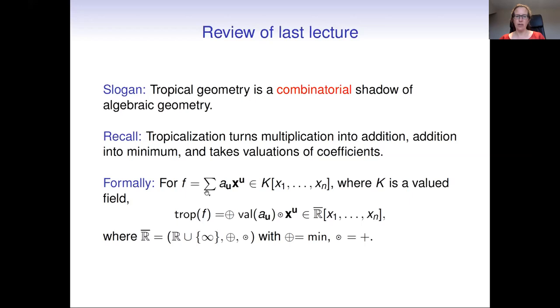So the tropicalization is the tropical sum of the valuation of a_u tropical times x to the u. And last time we discussed that in usual arithmetic, this is the minimum of the valuation of a_u plus x dot u. That's because in usual arithmetic, x to the u, meaning x1 to the u1 times x2 to the u2 up to xn to the un, is x dot u. Okay, so we have this way of going from usual polynomials to tropical polynomials.